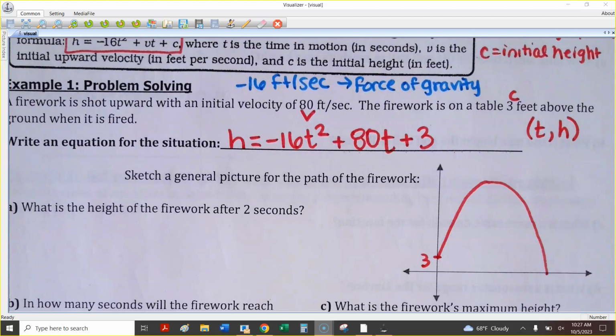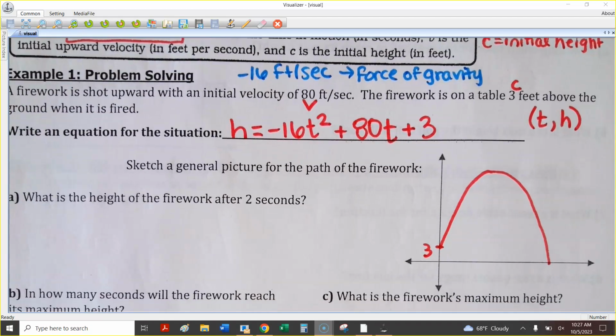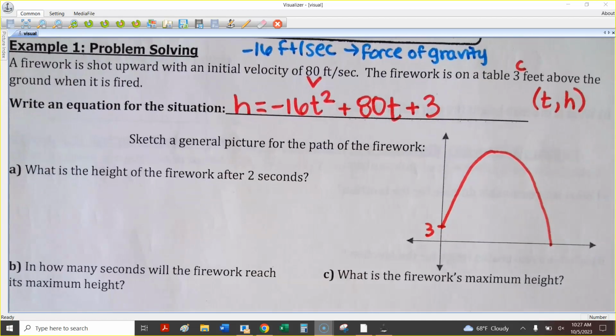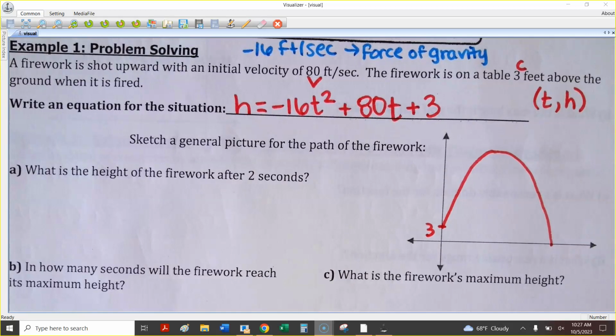Anyway, what would you guys do to answer that first question? It says, what's the height of the firework after 2 seconds? Like, how would I figure out how high in the air it would be? Yeah, exactly. Now, this is where I'd probably grab my calculator because the numbers are kind of big here.